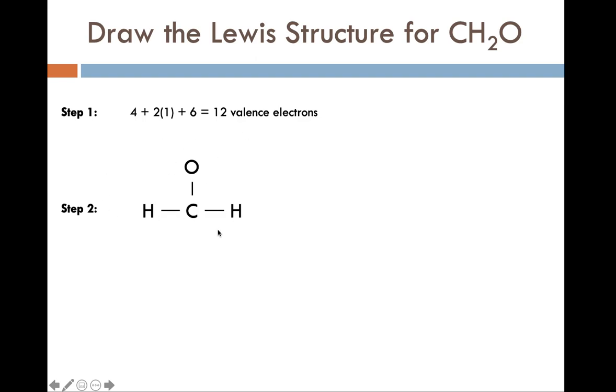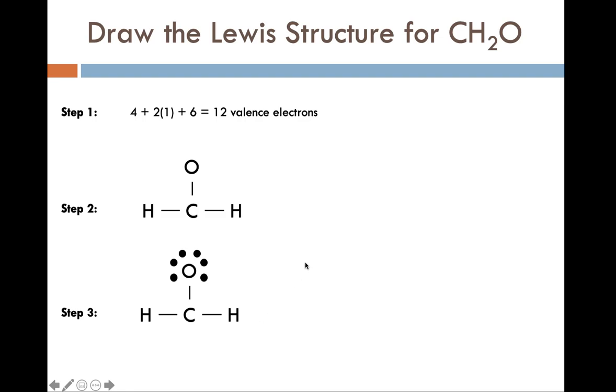Now we have our skeletal structure for formaldehyde, CH2O. Step 3, fill the outer octets. Hydrogen doesn't need the outer octets, but oxygen does. So oxygen is going to need 3 pairs of electrons to get its octet. So now oxygen has 8, and we've added all of the octets to the outer atoms that need them.